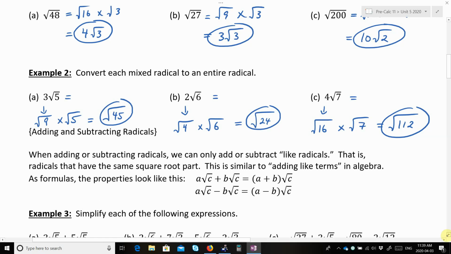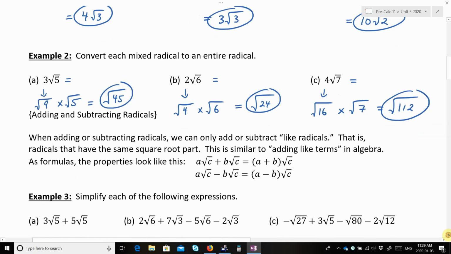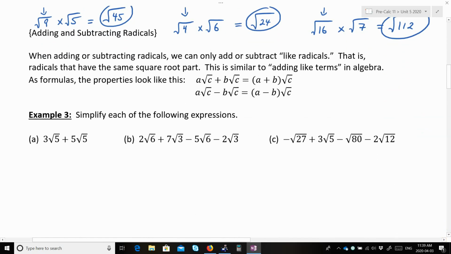Okay, so then we can get on to adding and subtracting radicals, and when adding or subtracting radicals, we can only add or subtract like radicals. Okay, it's kind of like adding and subtracting like terms. Remember how you can only add x's with x's and y's with y's? Okay, so we can only add or subtract like radicals. That is, radicals that have the same square root part. This is similar to adding like terms in algebra.